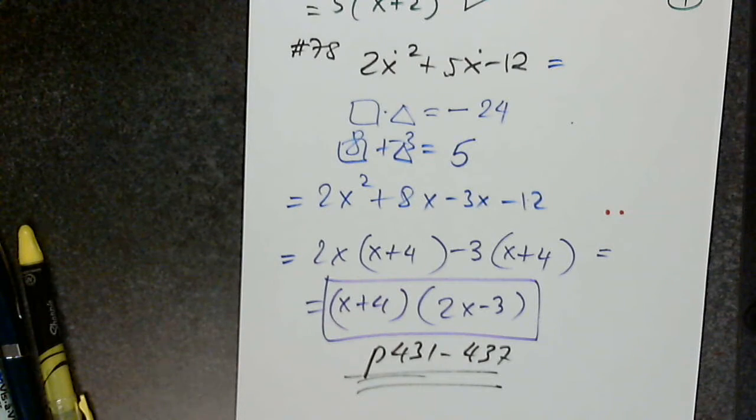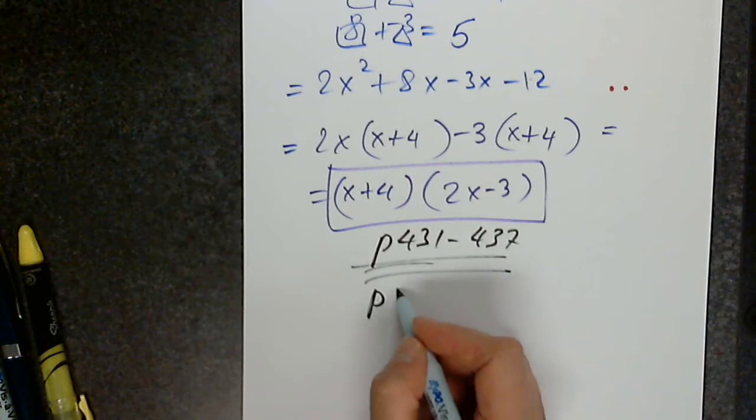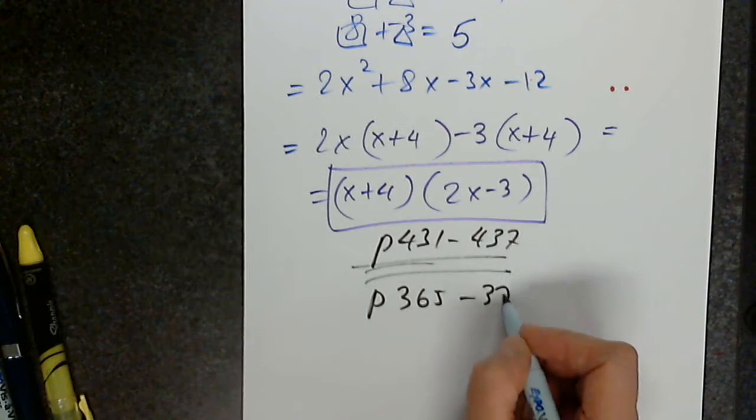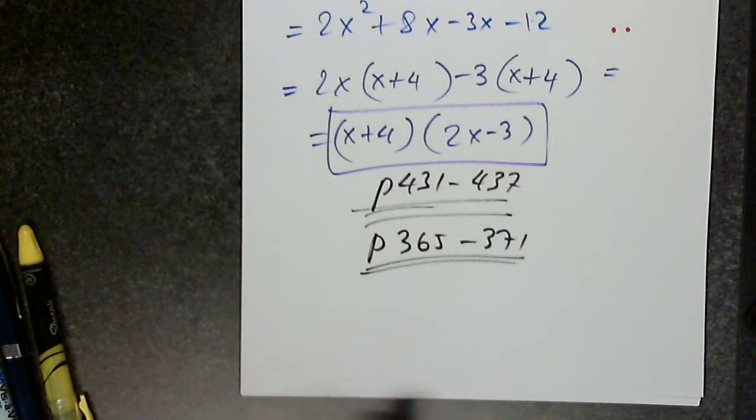One more time, let me write the page number. So page 365 through 371. Again, 50%, 60% of those problems were done. So I'm going back.